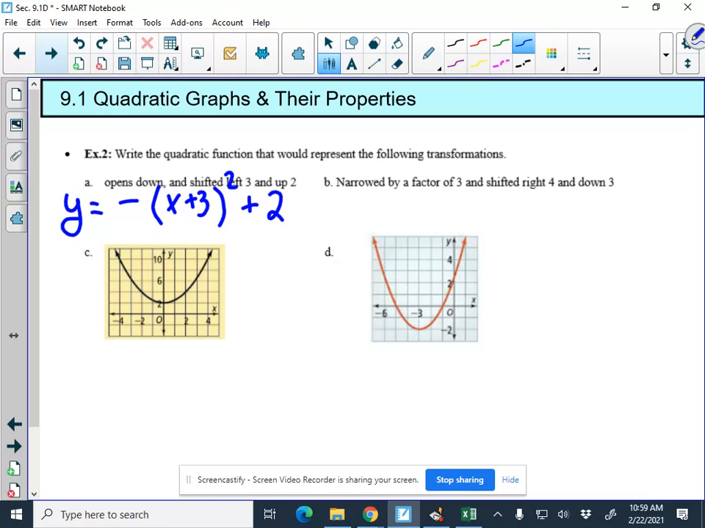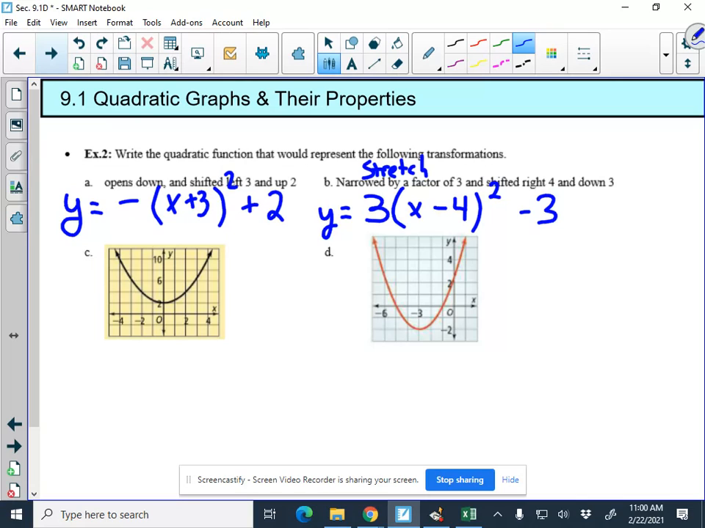Now B, narrowed by a factor of 3. This is also what we call the stretch. So it's a 3 out in front. You might see different terms that way. Then it says shifted right 4. Right 4, x minus 4. Down 3. Minus 3.